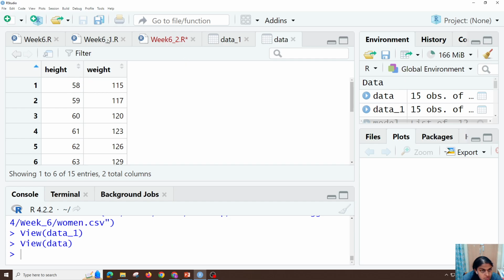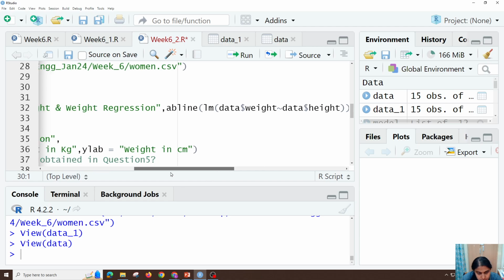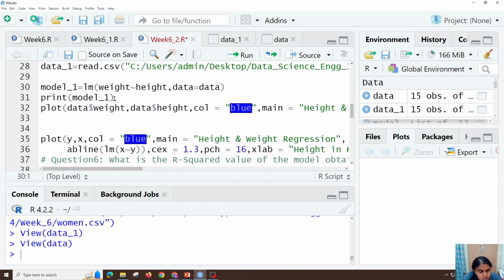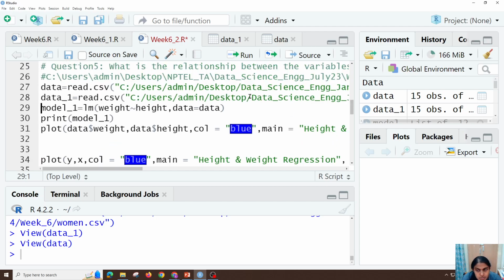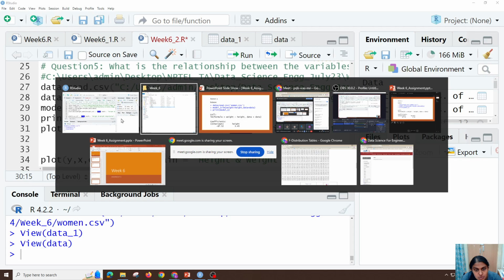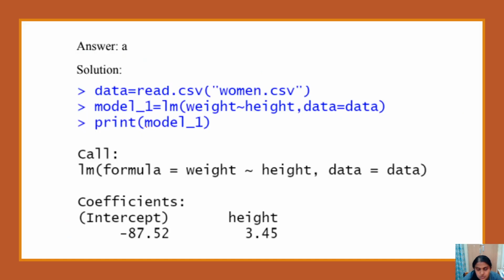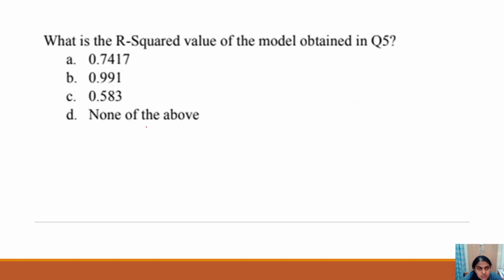Yeah, so we were here right now. I have put that as data 1, so no problem. Data is already read with read.csv, this one. Model 1 is fitted with respect to data, and now what we'll do is plot, so for that I'll move on to the other thing.